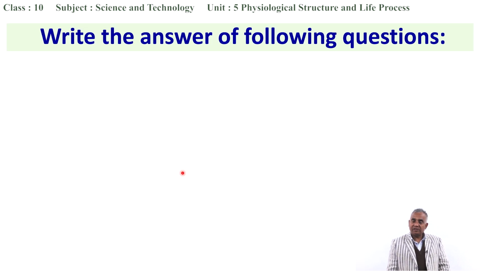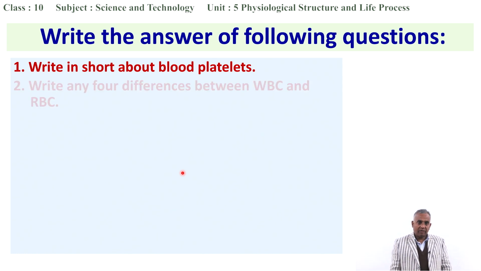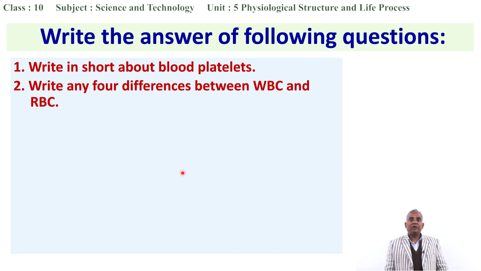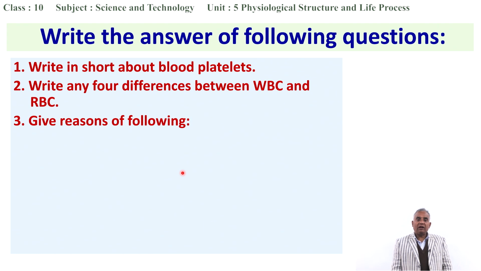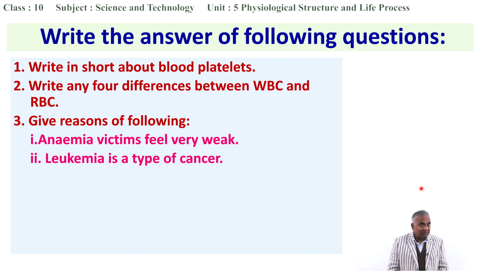Now here are some questions which you have to copy and then write in detail. That means in some questions you have to write less, in some more, and you have to show it to your teachers. Write in short about blood platelets. All information related with blood platelets you have to write in a paragraph. Okay. Write any 4 differences between WBC and RBC. You have differentiated all of them. Give reason for the following. Anemia victims feel very weak. Why does it happen? Okay, next one is leukemia is a type of cancer.